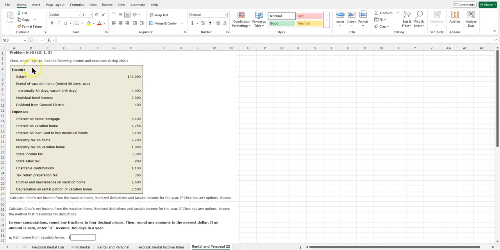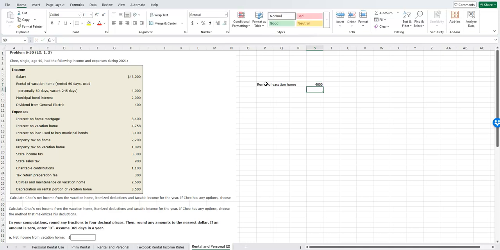So we have Chi, he's single, age 40, he has the following income and expenses. The first thing that we're going to focus on is the rental income and rental expenses. So let's just pull those out of the problem, and then we'll take a look at the rules about those. So we have rental of vacation home, and we can see that for that he received $4,000. So that's our rental income that we're considering.